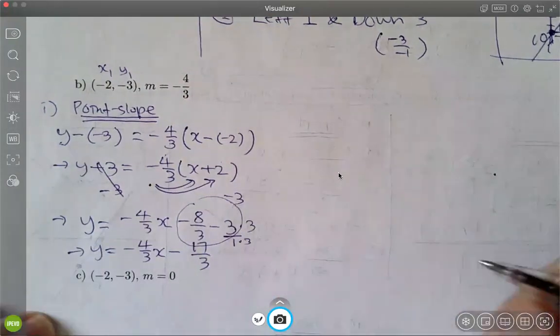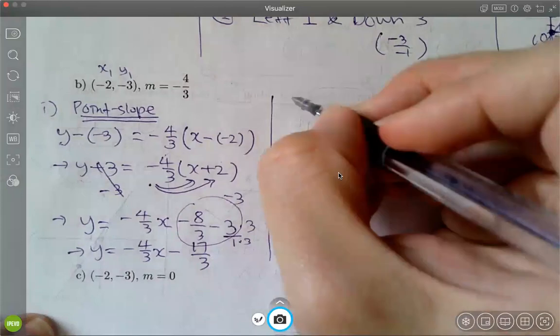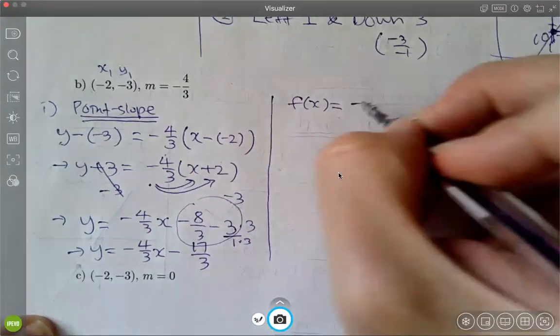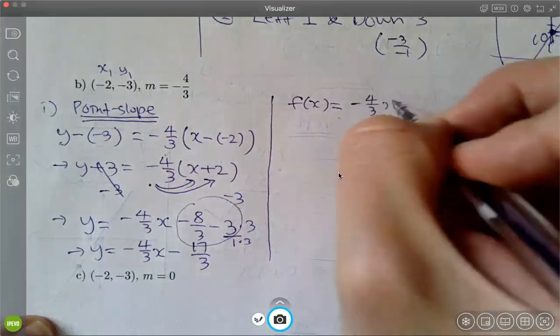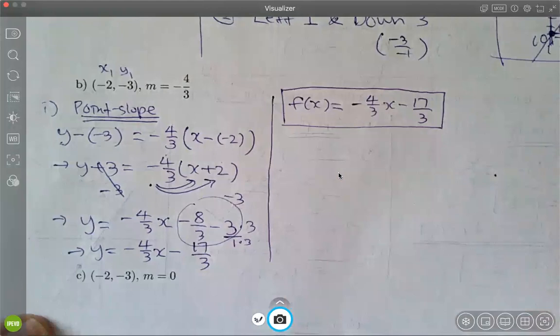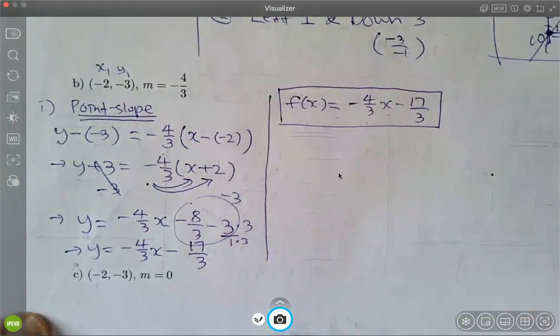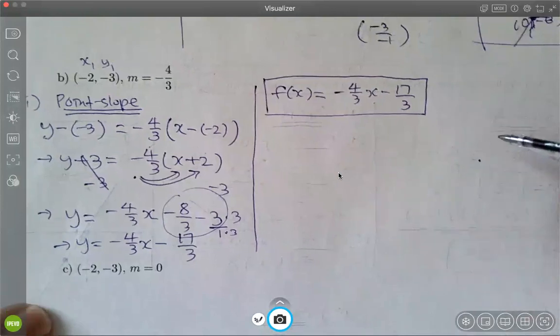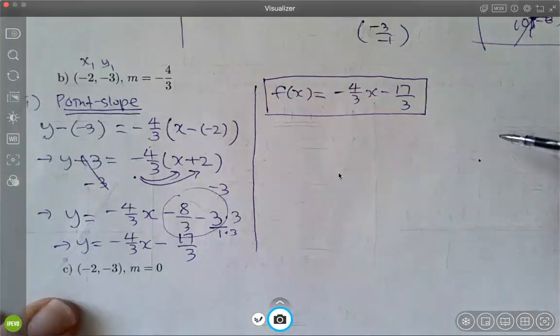Okay, and now, what do we do finally? Replace y by f of x. So f of x is equal to -4/3 x minus 17/3. Yeah, fractions are awful, but you have to somehow remember how to do the fraction calculations.